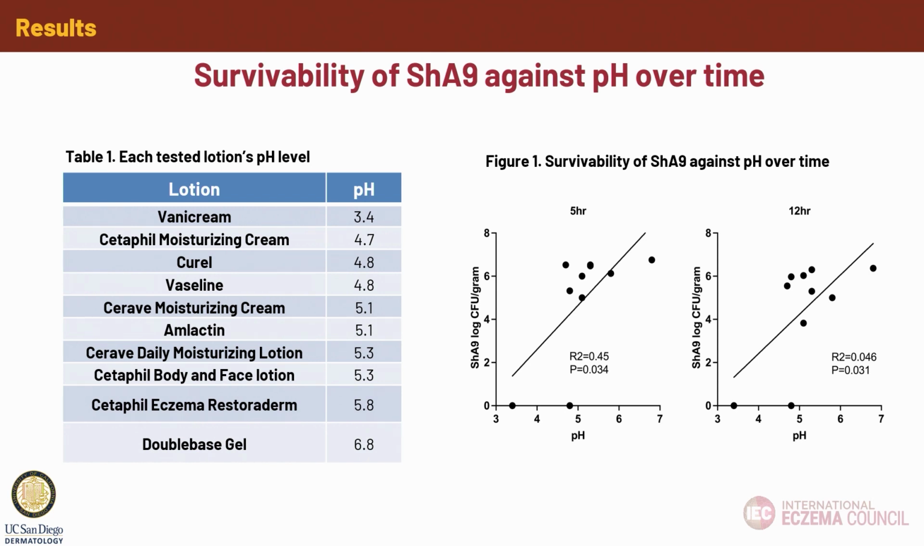As you can see in table 1, we found that Vanicream was the most acidic at 3.4, Double Base Gel the most basic at 6.8. Nonetheless, all moisturizers were found to be acidic.